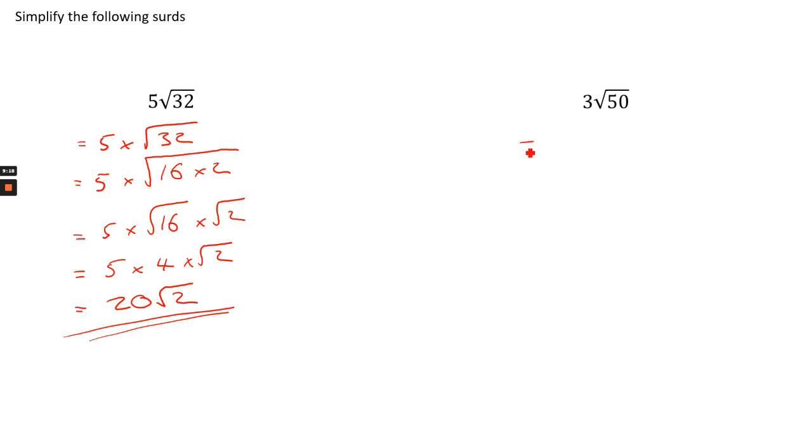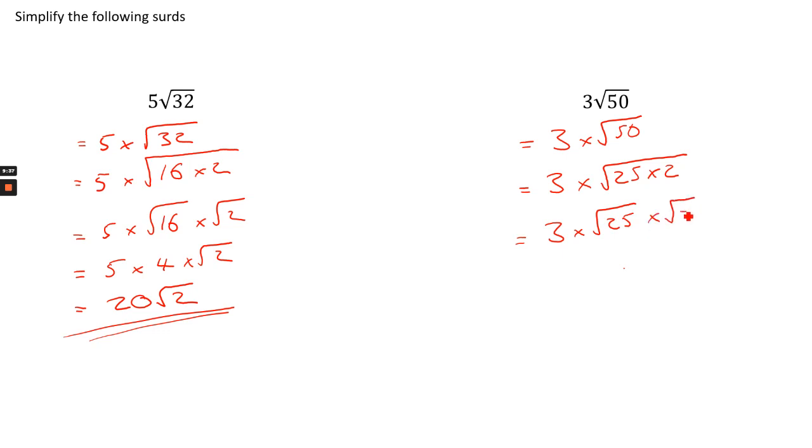What we should have done is gone, okay, 3 times by the square root of 50. That's the same as 3 times, and this one's a little bit more difficult, we've not seen this one, but we should have 25 times by 2. 3 times by the square root of 25 times by the square root of 2.